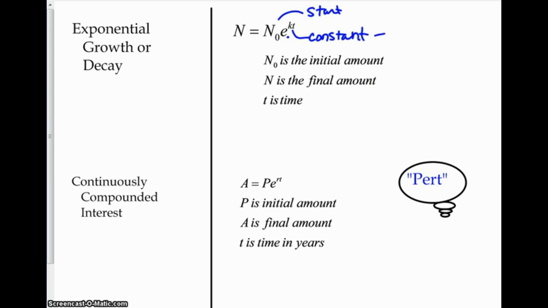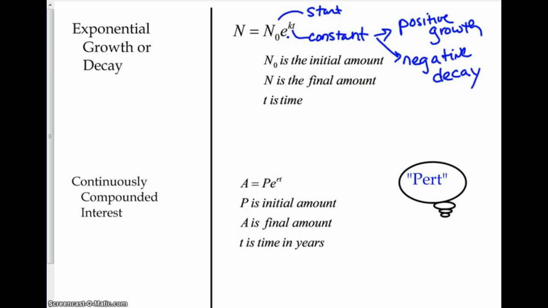Let's talk a little more about the constant k. When that constant is positive, that indicates we have growth, because the number is going to get bigger. When that constant is negative, that's when we have decay, because the number is actually going to get smaller. So we have growth and decay.